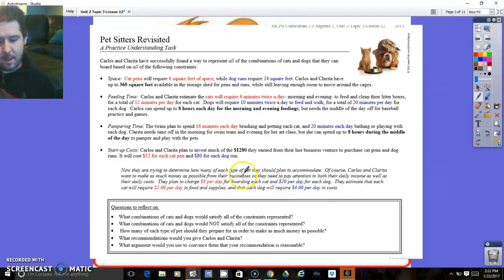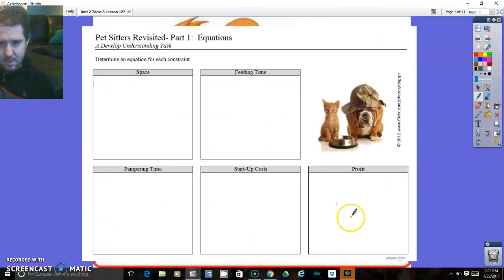We didn't do a whole lot. I think it was in lesson like 2 or 3, but profit, which is right here, is how much money you're going to make per dog and per cat per day. So the whole point of this activity is to figure out how many cats and how many dog cages they should have in order to make the absolute most amount of money over the course of the summer.